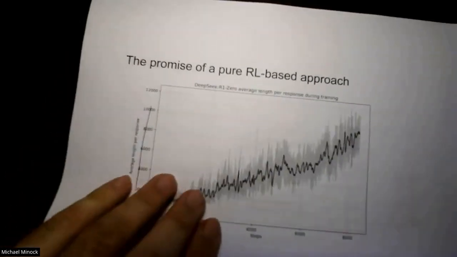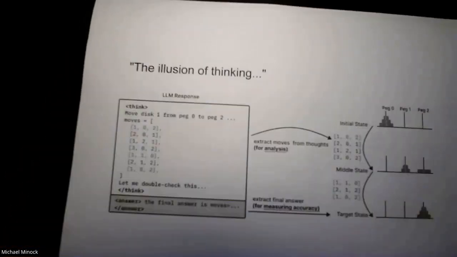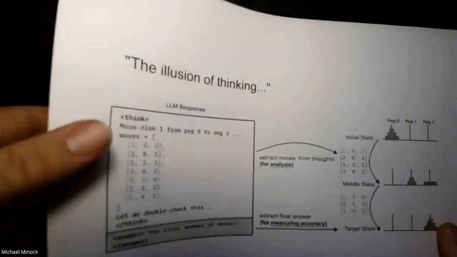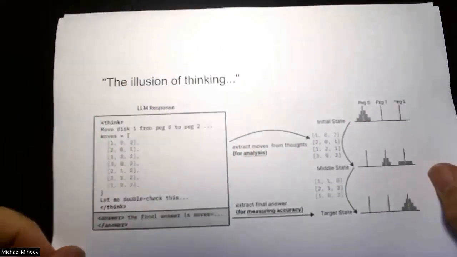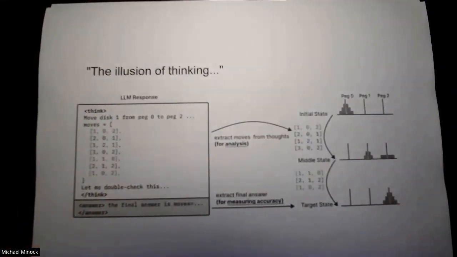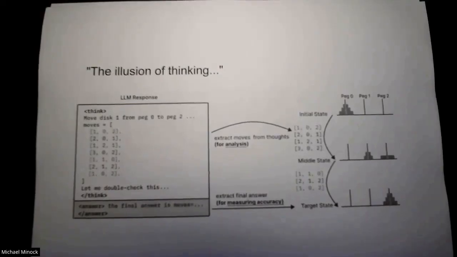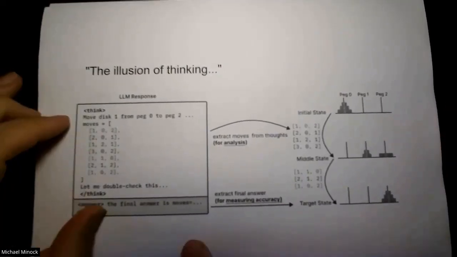Okay, so now just recently we had this issue that came up, this illusion of thinking paper, which I put in the readings. This is the Apple paper. And the thing about this paper is, well, let's just see what it showed.